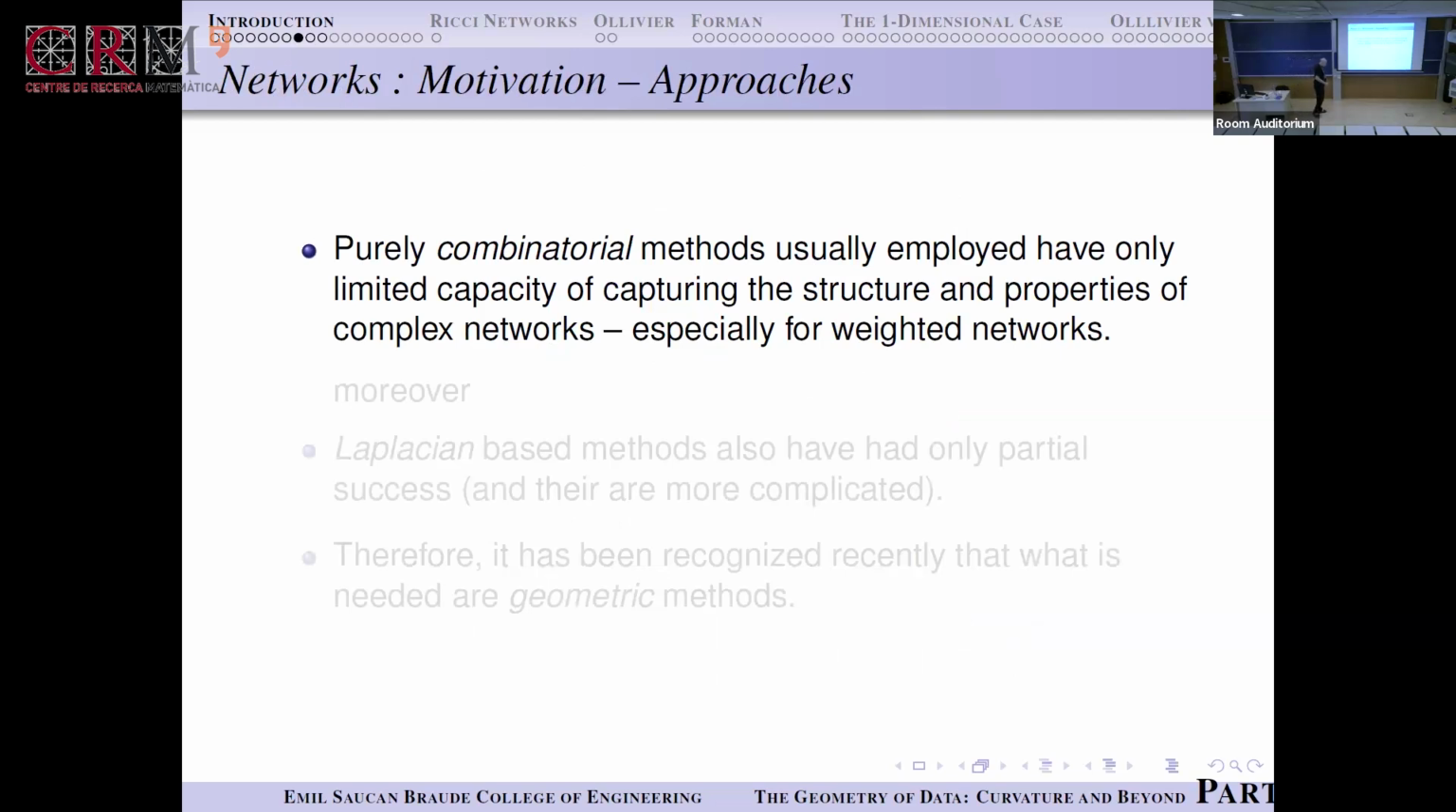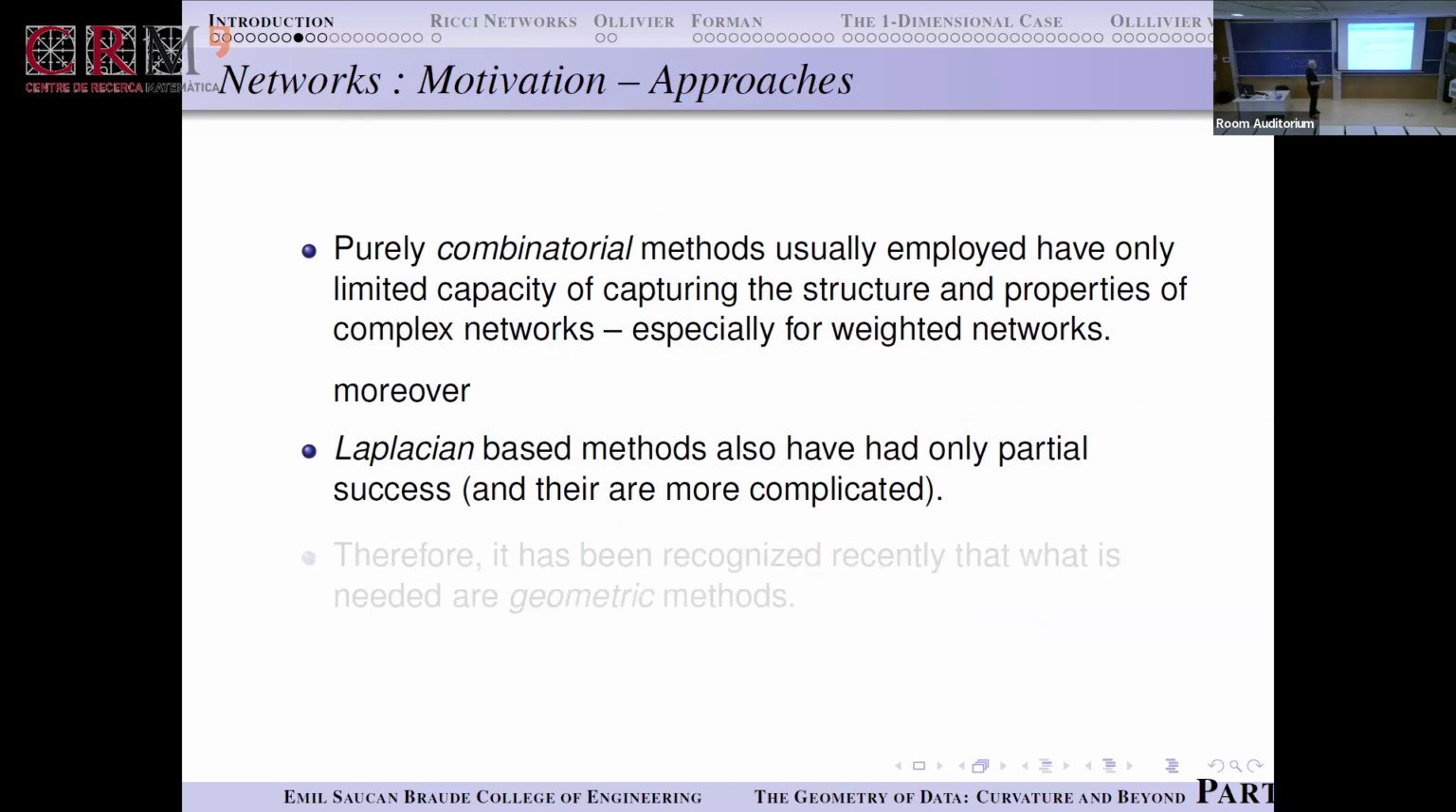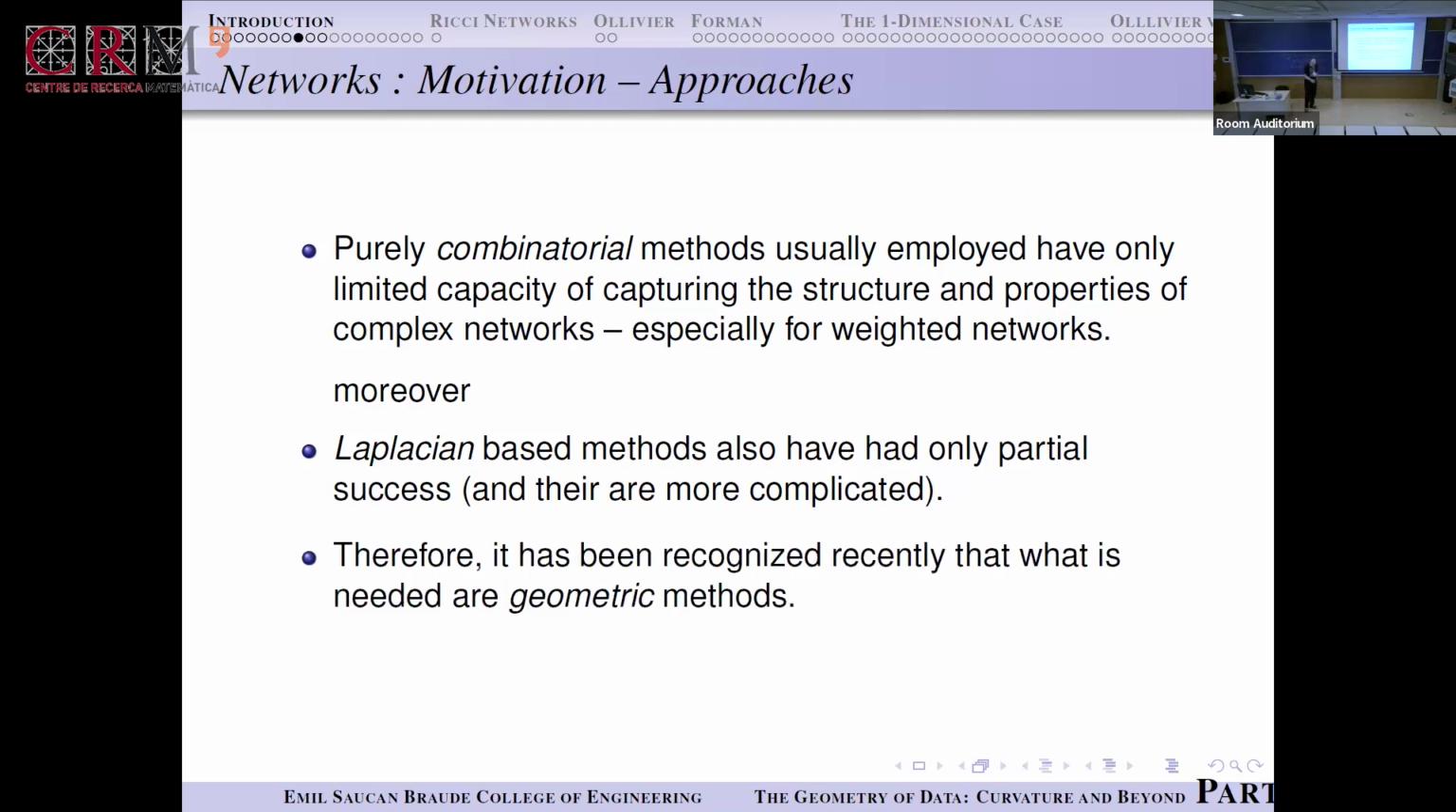Till recently, I know many people who are much better mathematicians than me by far, who work on these combinatorial methods. But they don't capture enough. They're good if you want to prove theorems, but they capture very little of the underlying real-life structure, especially since we have weighted networks, with weights not just on edges. There is also a big avenue of research in doing Laplacians and eigenvalues of many types of Laplacian, and they are also successful. But the real McCoy is to look at the geometric methods. That's what I'm trying to sell.